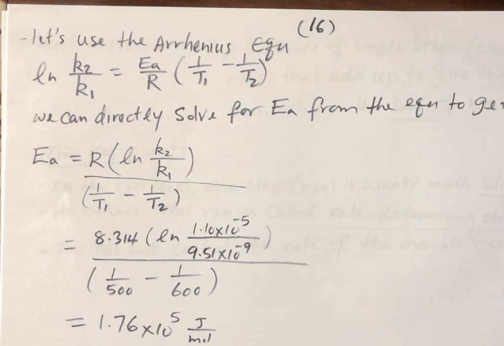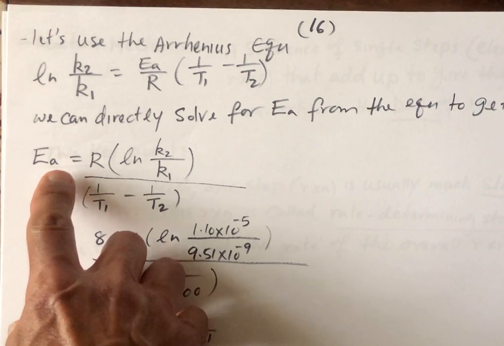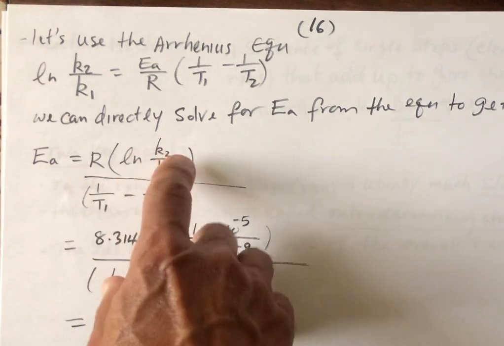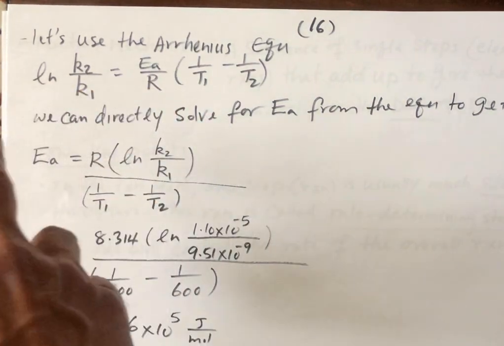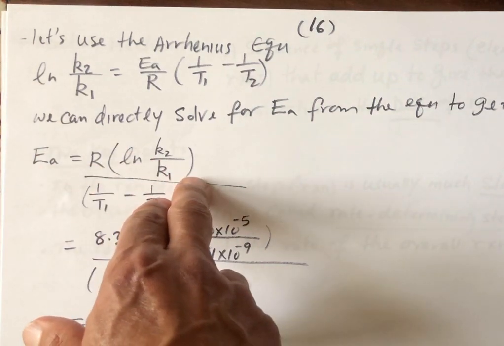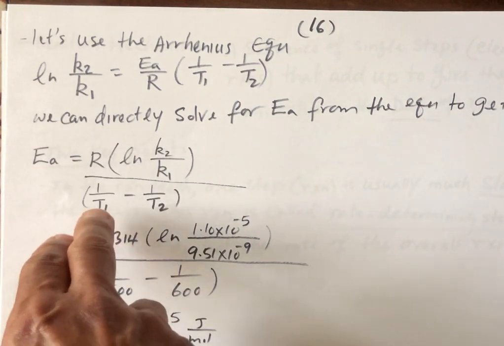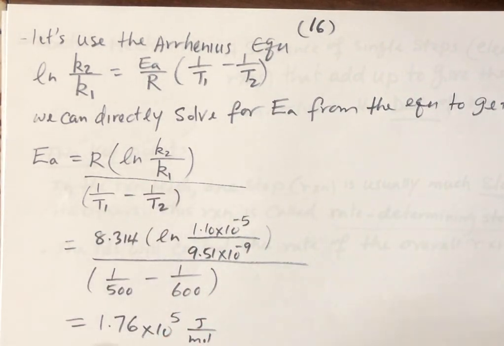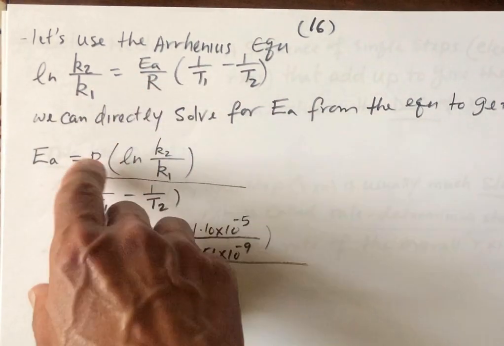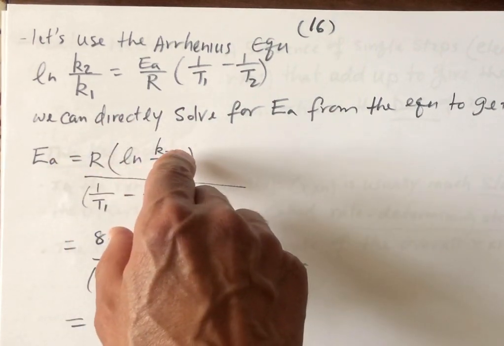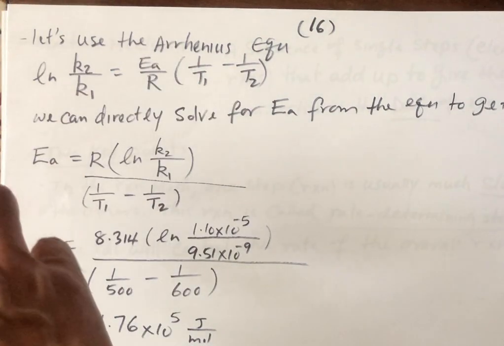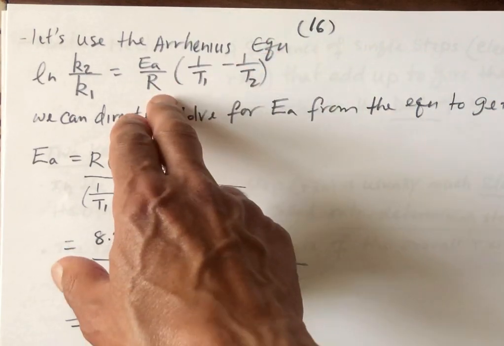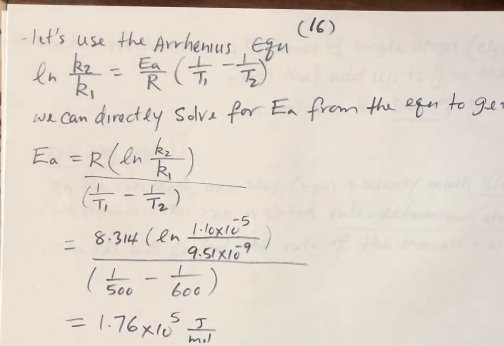So this is the equation for EA. What we have is ln of K2 over K1 times R, divided by 1 over T1 minus 1 over T2. In other words, the first thing you can do is multiply both sides by R. So you have this part here, and then that left side divided by the right-hand side that doesn't have an R, which is this. Now everything is given to us. We simply plug in the numbers here.